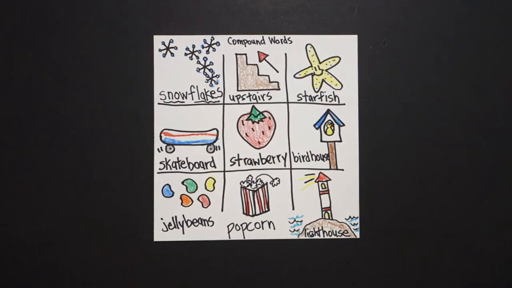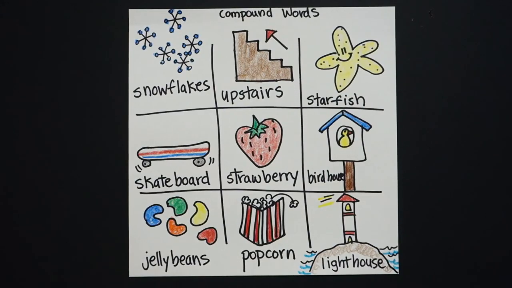Okay, let's see what this looks like all colored in. Okay, here are my compound words. You can make your own chart. Butterfly, rainbow, ladybug. Okay, bye-bye.